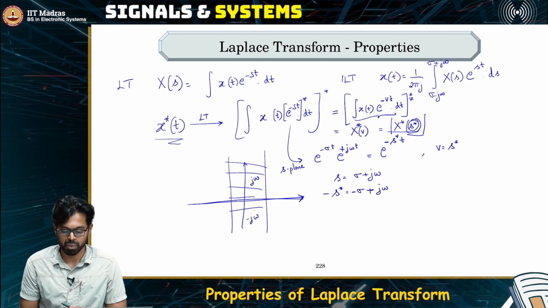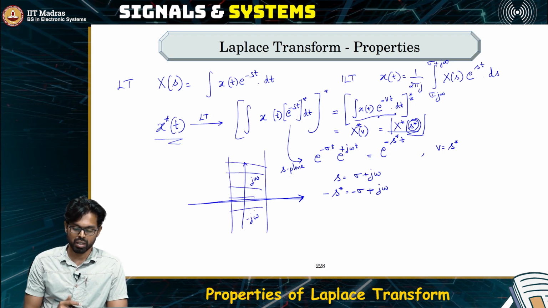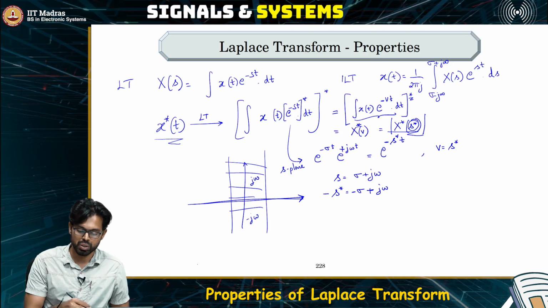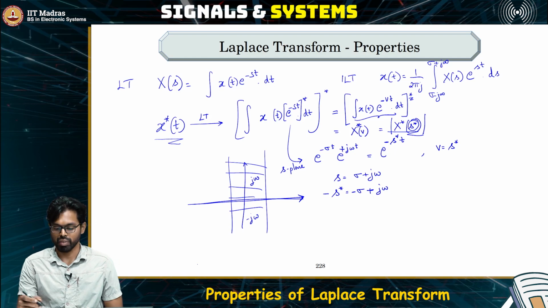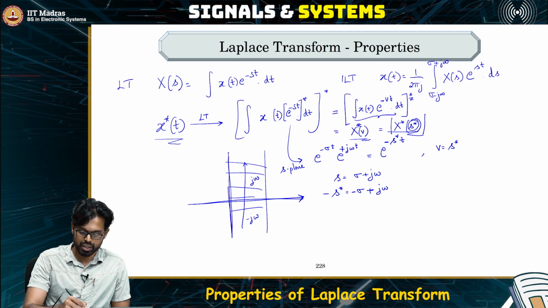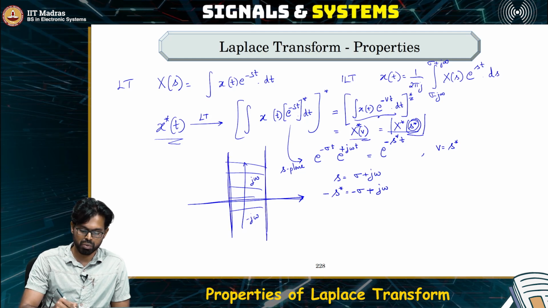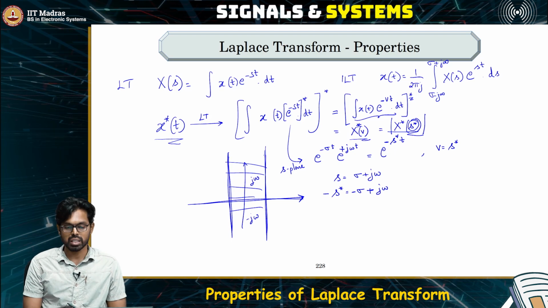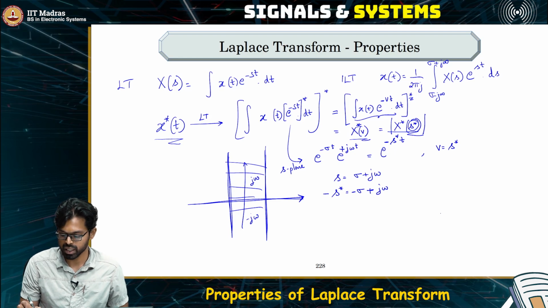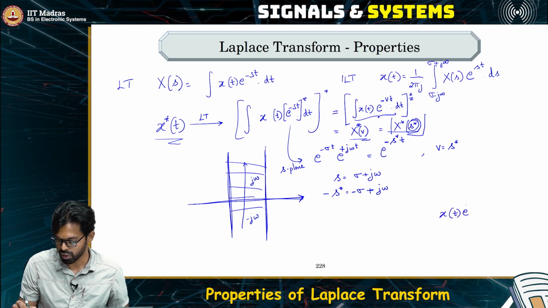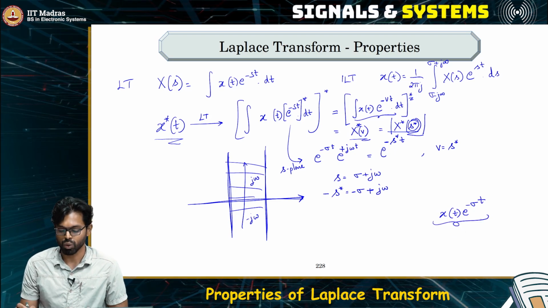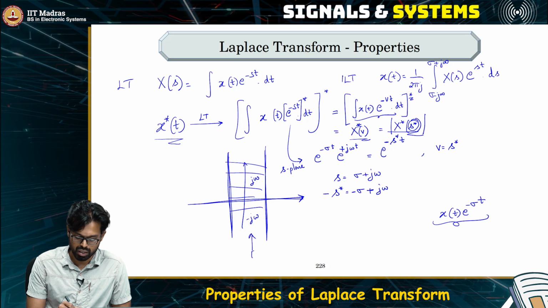So if previously there was an ROC which looked like this, it is now flipped about the x-axis. But because the ROC extends from minus infinity to plus infinity in the y direction, it does not make a difference. So the ROC remains the same. If X of s, the Laplace transform of x of t, converged in this region, then the Laplace transform of the conjugate will also continue to converge in the same region. And intuitively this is true, because what are we saying? We are simply saying that the Fourier transform of x of t times e power minus sigma t exists in this ROC.